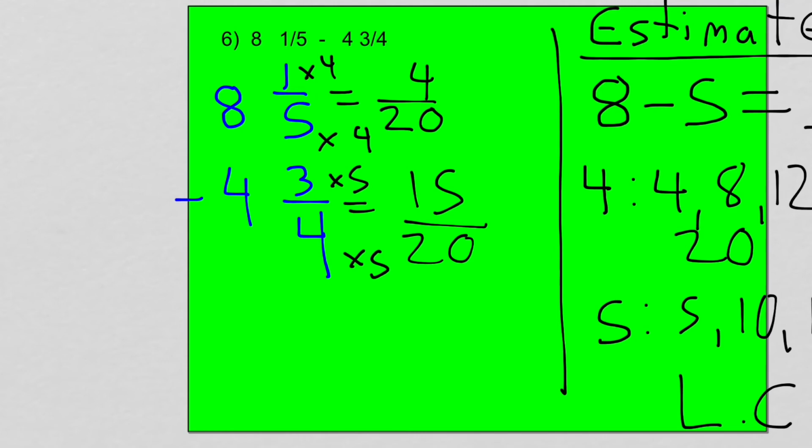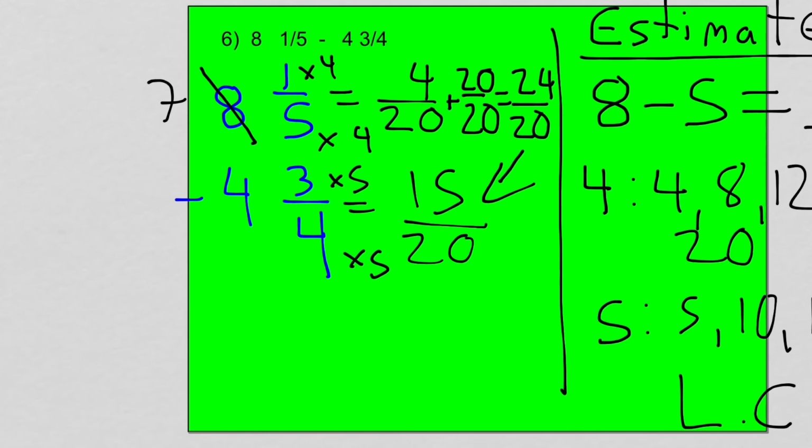Well, I'm going to borrow 1 whole from the 8 and make it 7. That 1 whole is going to go for a ride to fraction land. Woo! And I'm going to write that 1 whole not as 4 over 20, but as 20 over 20. Because now I can add that to 4 over 20 and I will get the fraction 24 over 20, which now gives me something that I can subtract 15 over 20 away from.